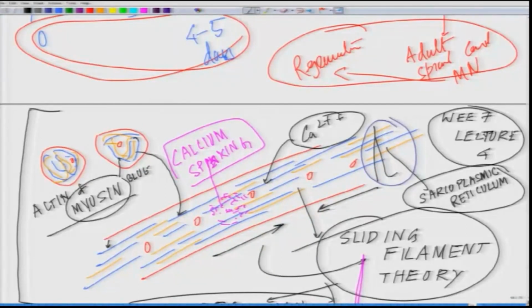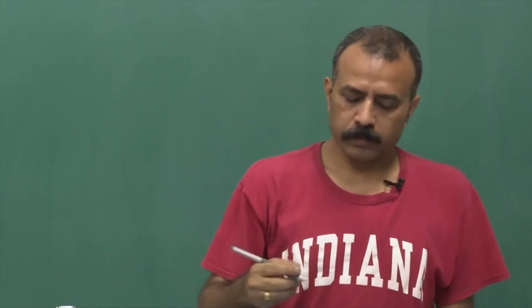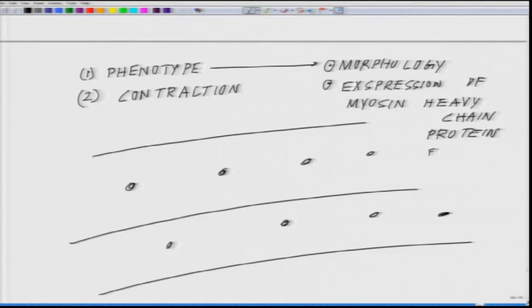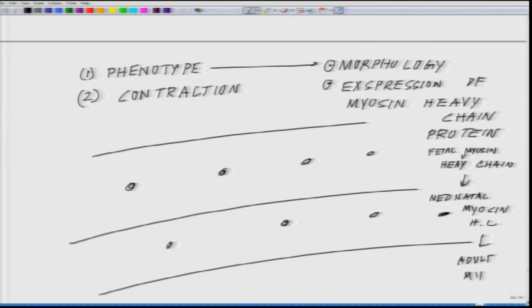So, this transformation from, they call it, fetal myosin heavy chain to neonatal myosin heavy chain, HC is heavy chain, and then eventually adult myosin heavy chain, MHC stands for myosin heavy chain. So, these are the transformations which are happening.